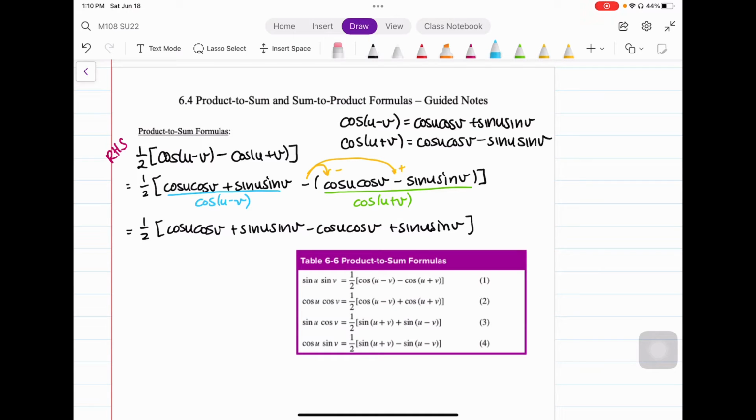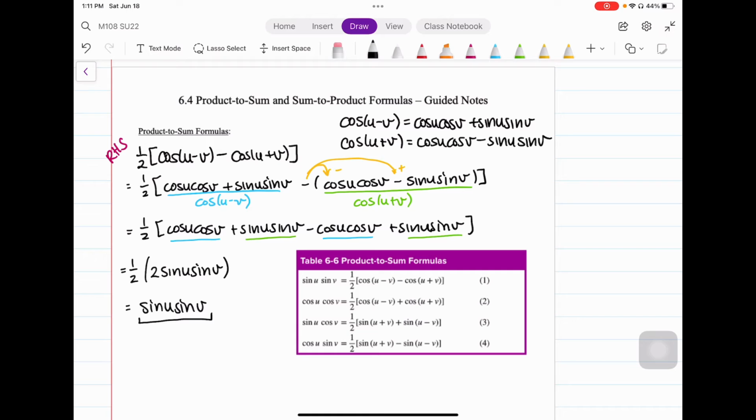Now we can see that we have cosine u cosine v minus cosine u cosine v. Those terms are going to go away. And we have sine u sine v plus sine u sine v, so we get 2 of those. Well, half of 2 is 1. That means that we have sine u sine v. The product of sine u sine v becomes the sum of 1/2 [cosine u minus v minus cosine u plus v]. And the other formulas that you see for equations 2, 3, and 4 can be proved the same way.